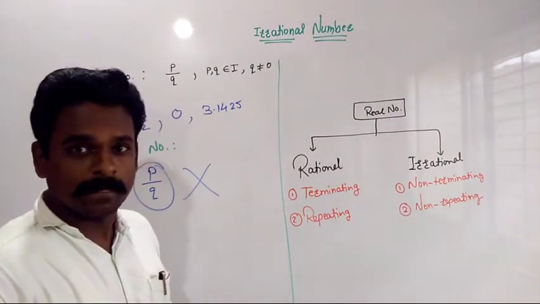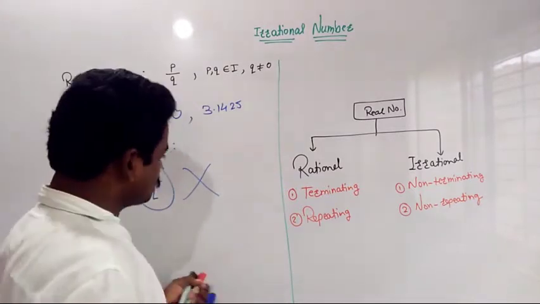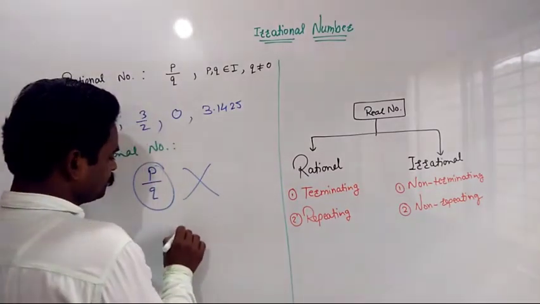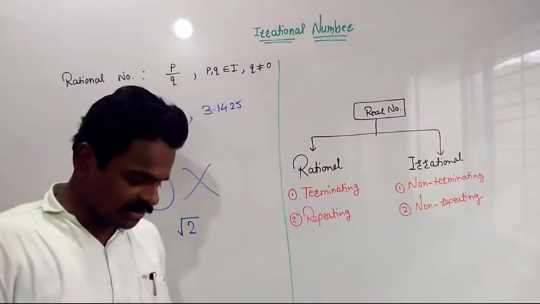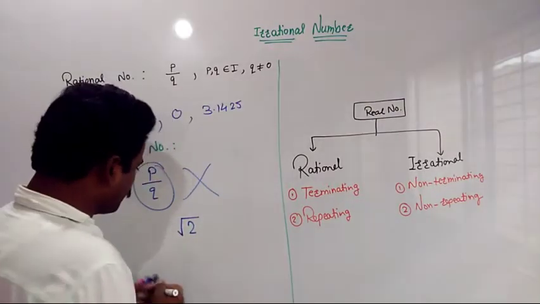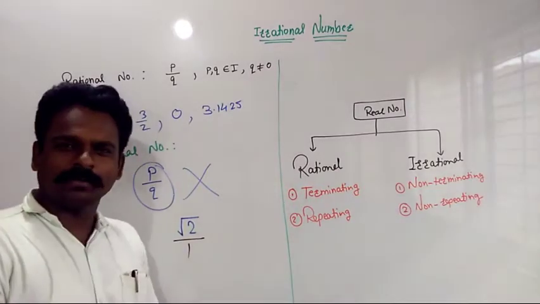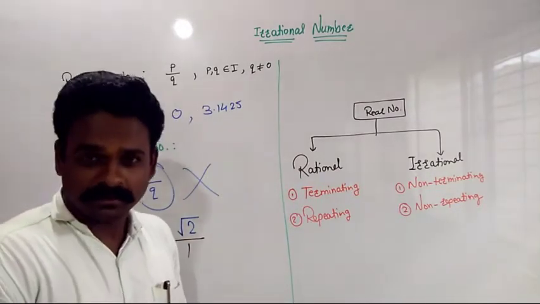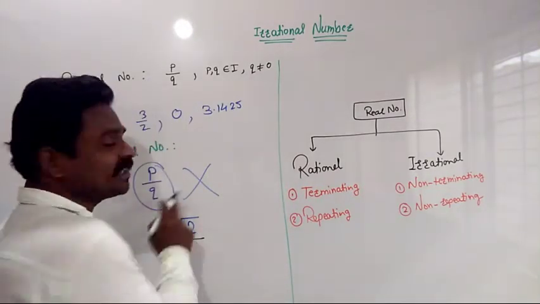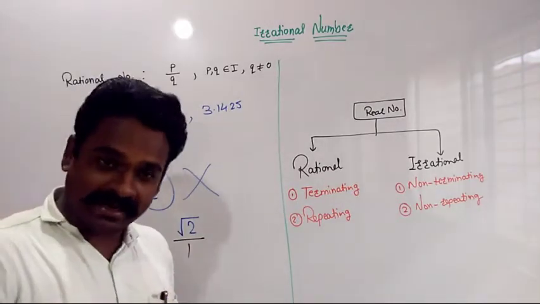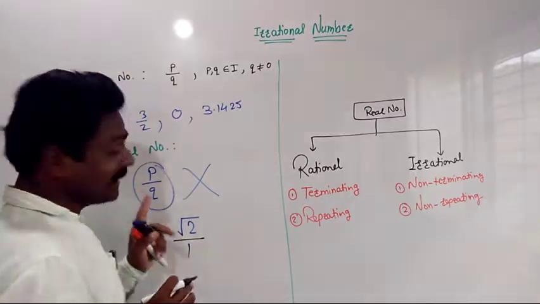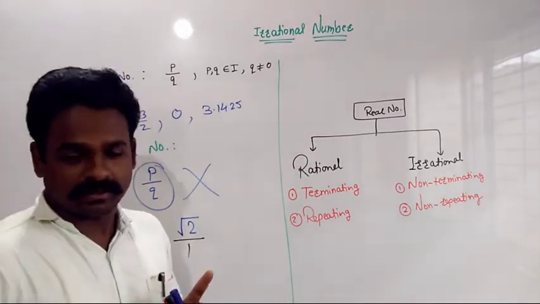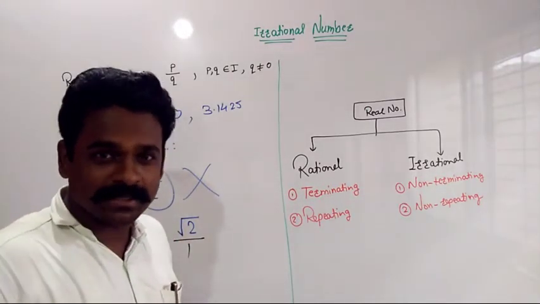So suppose this is my root 2. Root 2 is my irrational number. But can't we write it like this, root 2 upon 1? Yes, we can. So this much definition is not enough. We can't write an irrational number in the form P by Q, that is one of the bookish definitions. But we have to apply a few more conditions.